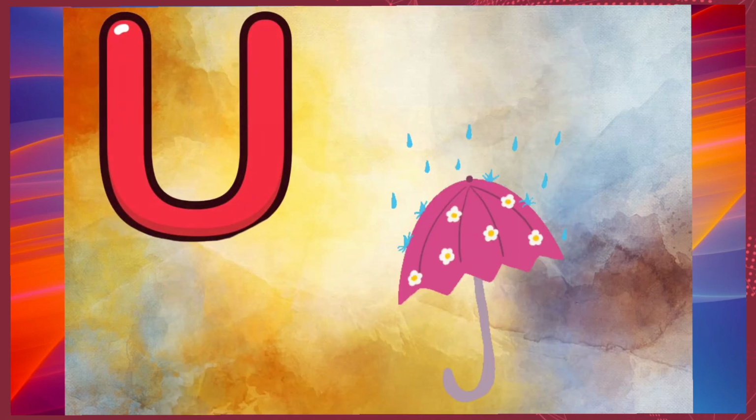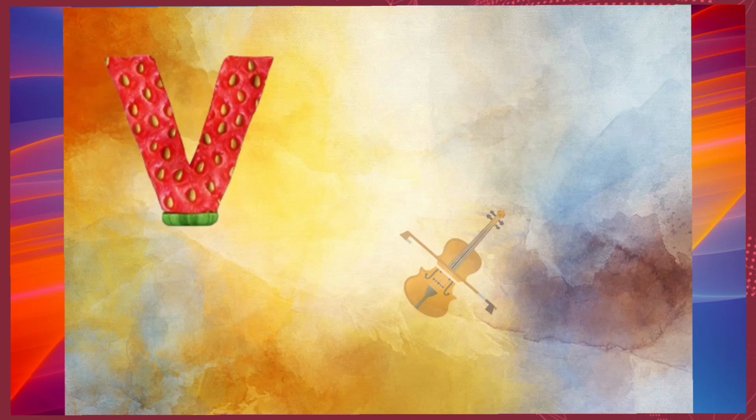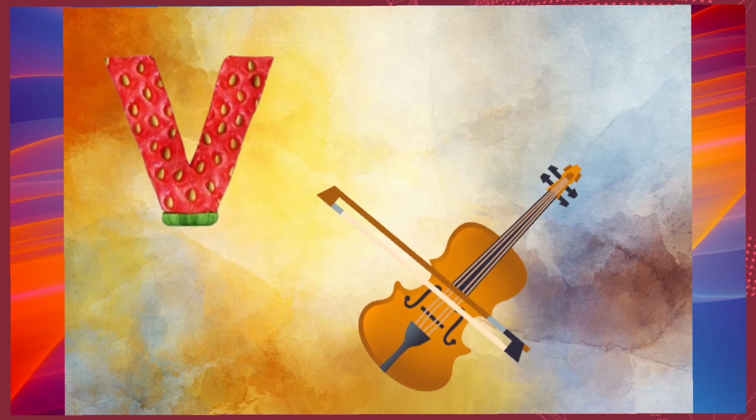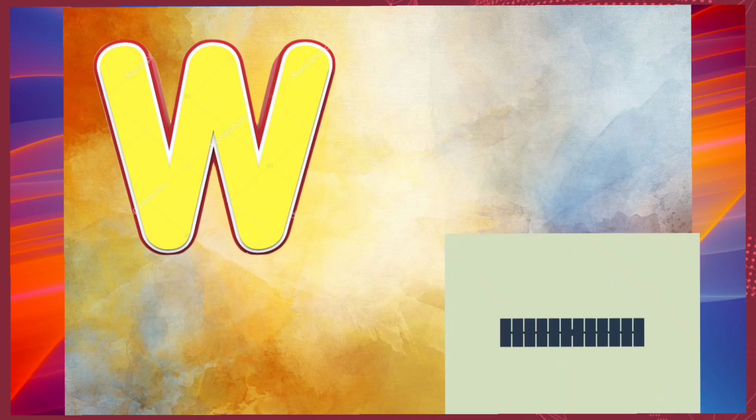U is for umbrella, u, umbrella. V is for violin, v, violin. W is for watch, wa, watch.